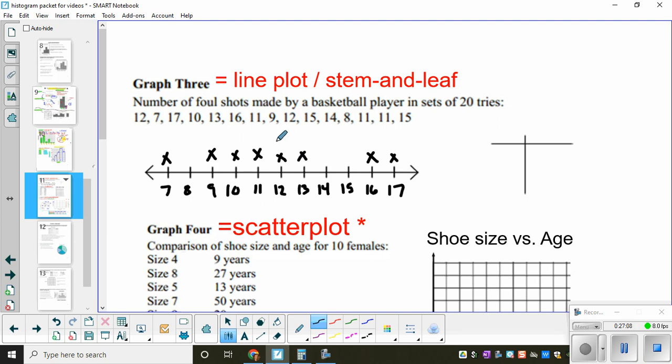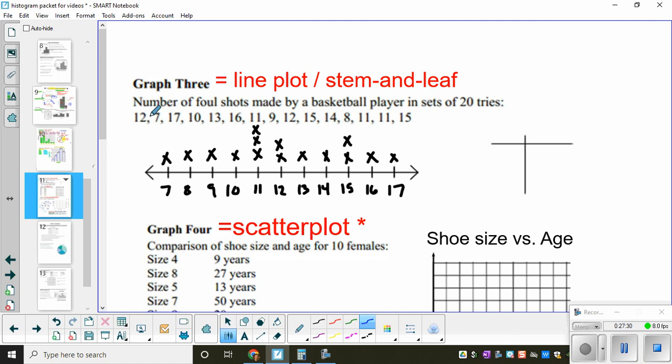Now we have another 12, so all we do is just put an X on top of the other one there. 15 we haven't had yet. Making 14 we haven't had yet. Making 8 we haven't had yet. Now we have had an 11, and here's 2 more times that they made 11. And then we have a 15.